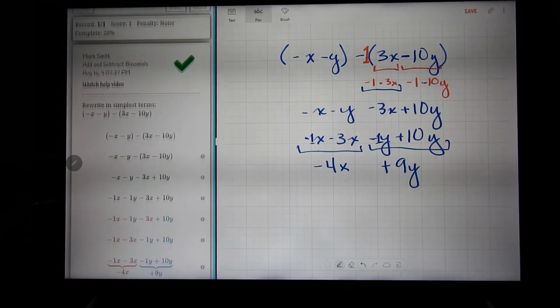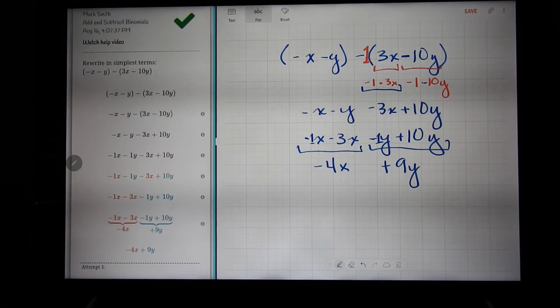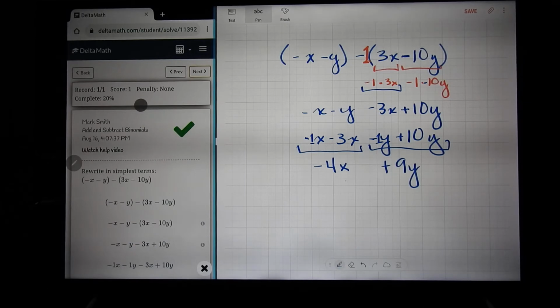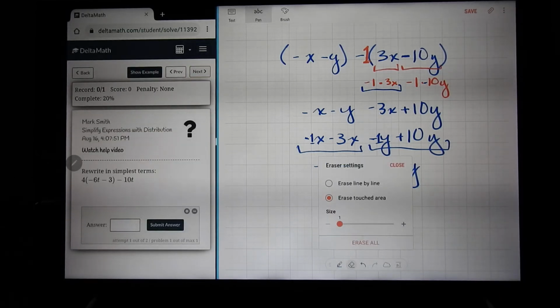Notice it steps you through the problem almost exactly the same way I did. They won't always be exactly the same, but in this case they are. Let's go to the next problem. This says rewrite in simplest terms.